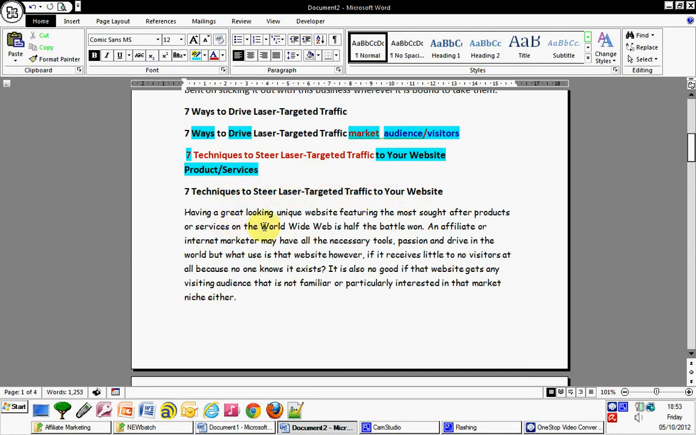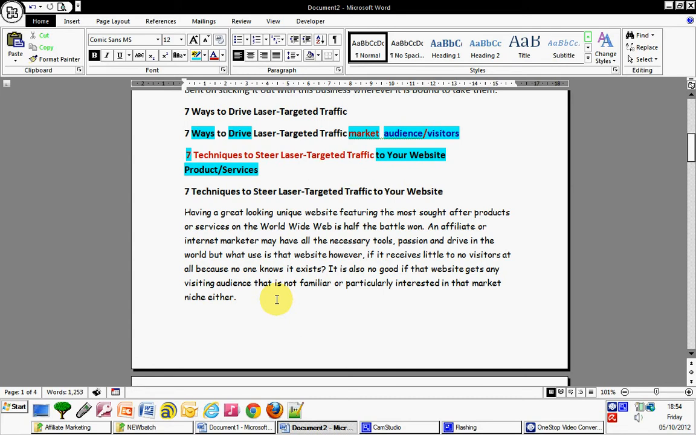Okay, so for the first paragraph: having a great looking unique website featuring the most sought after products or services on the World Wide Web is half the battle won. An affiliate or internet marketer may have all the necessary tools, passion and drive in the world, but what use is that website, however, if it receives little or no visitors at all, because no one knows it exists? That is a question mark, so I read that wrong.